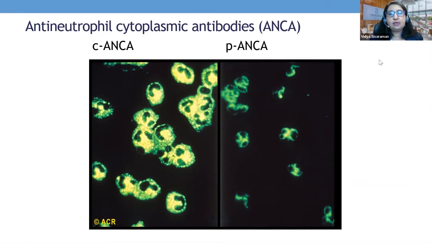This is a test that we run in the lab, and this shows a picture of what the lab sees, because there are two different patterns of this. The one on the left is what we call the cytoplasmic ANCA, and the one on the right is called the perinuclear. These are basically granules within your white blood cells that we can test on a blood sample. And these help us classify a little further what type of vasculitis a patient might have.